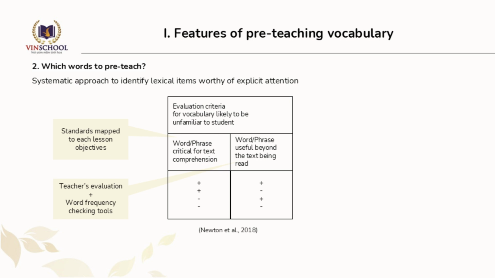Next, let's explore a systematic approach for teachers to identify key lexical items that are worthy of explicit attention, by Newton et al., Eds., in 2018. This approach was introduced with a view to help teachers make judicious decisions when it comes to vocabulary selection. This approach ensures that vocabulary instruction is both targeted and beneficial for learners' overall language proficiency. This table provides a clear, systematic way for teachers to identify which vocabulary items should receive explicit attention during instruction.